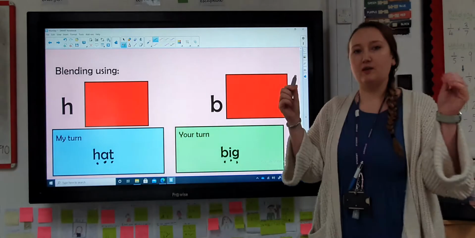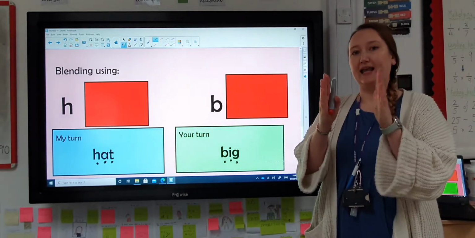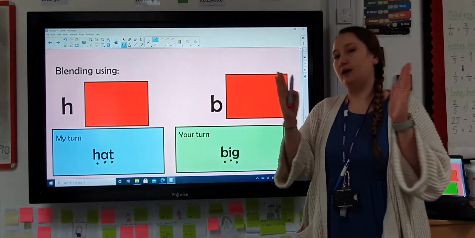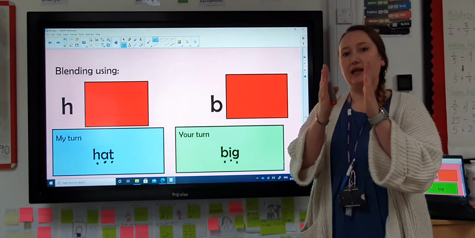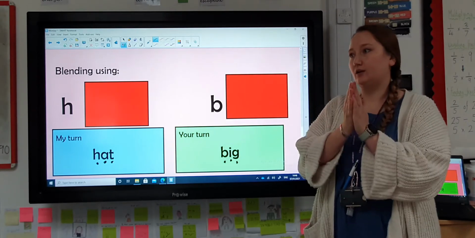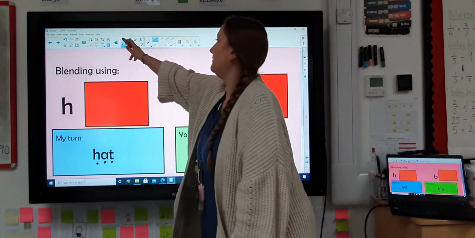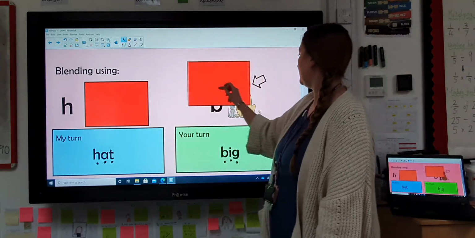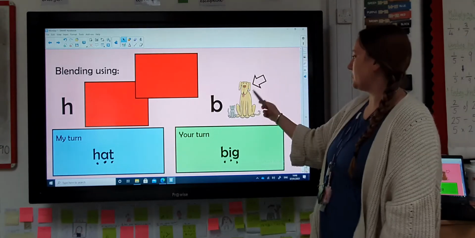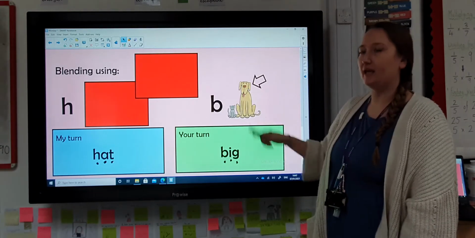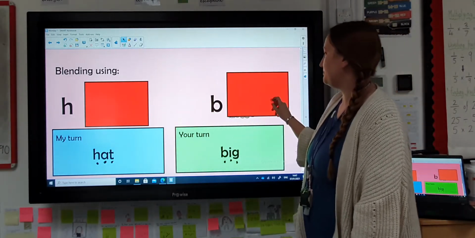So, I'd like you to push the sounds together and we will see what it says. So I want you to do this with me. B, I, G. Big. What is it? Big? You think it's big? Let's see. Is it big? Yes, it is. We've got the little cat and the big dog. So you were right, it is big.